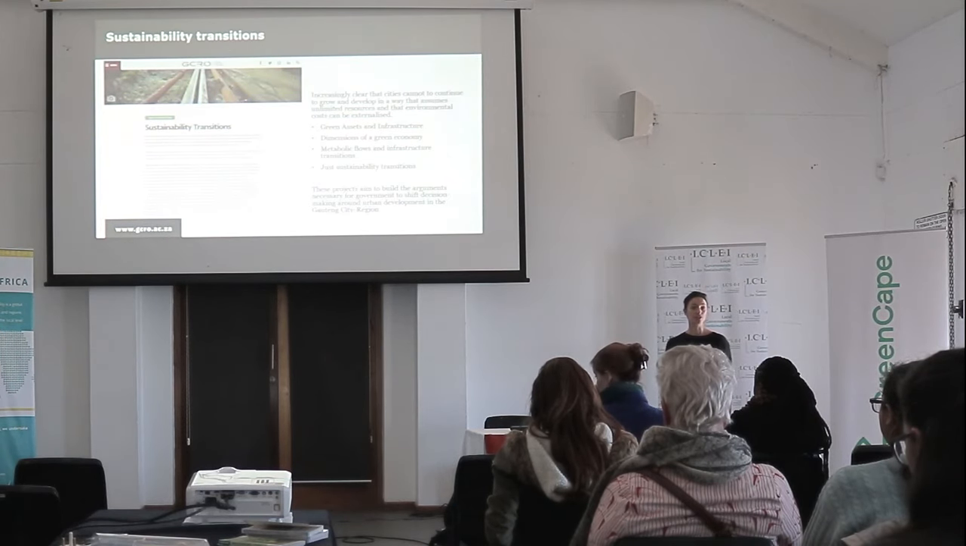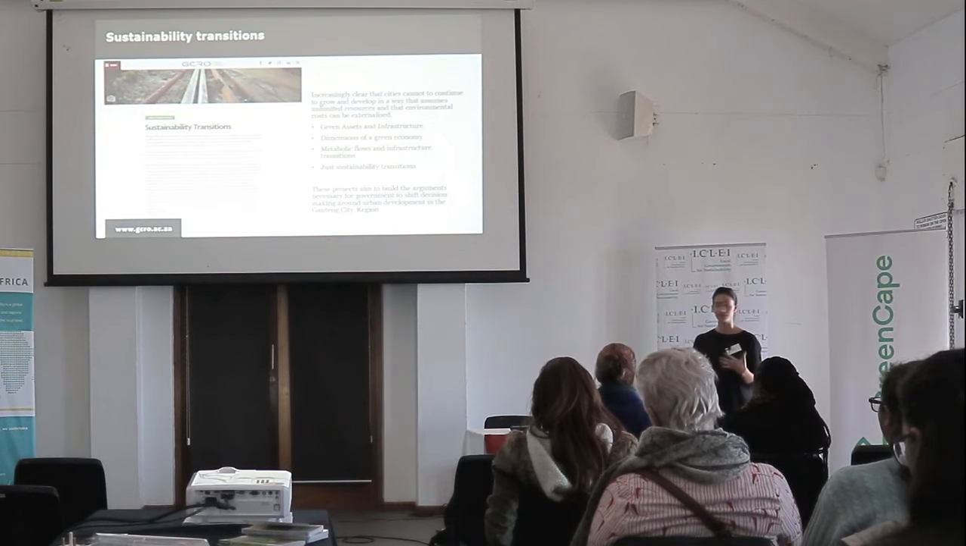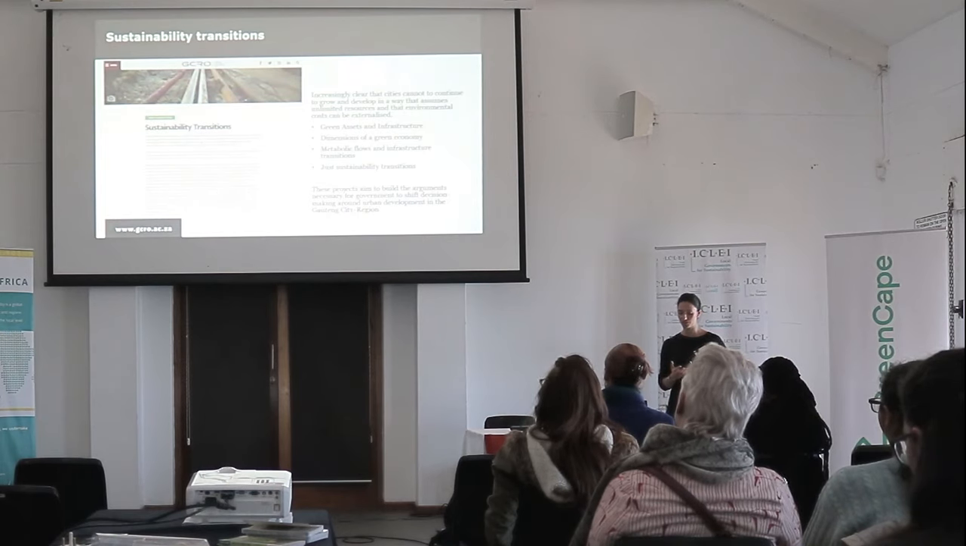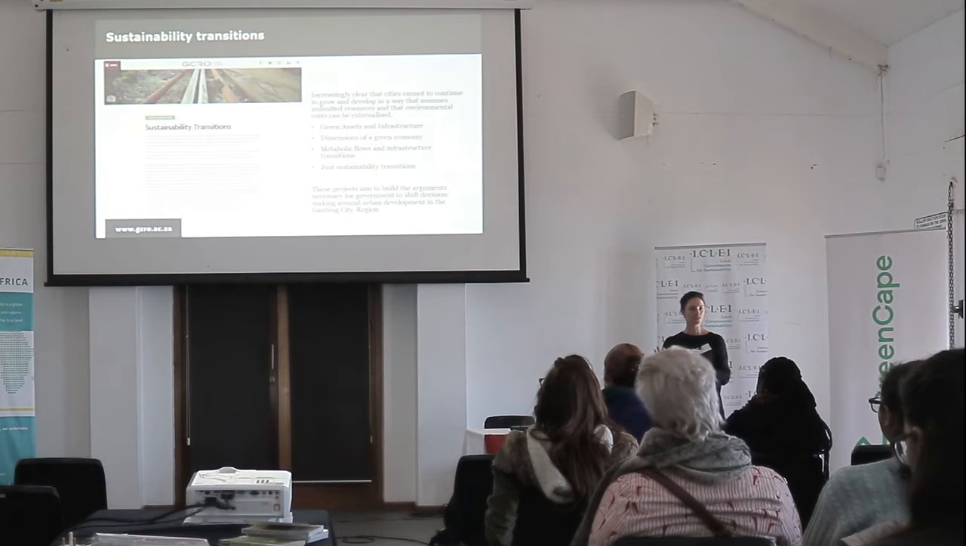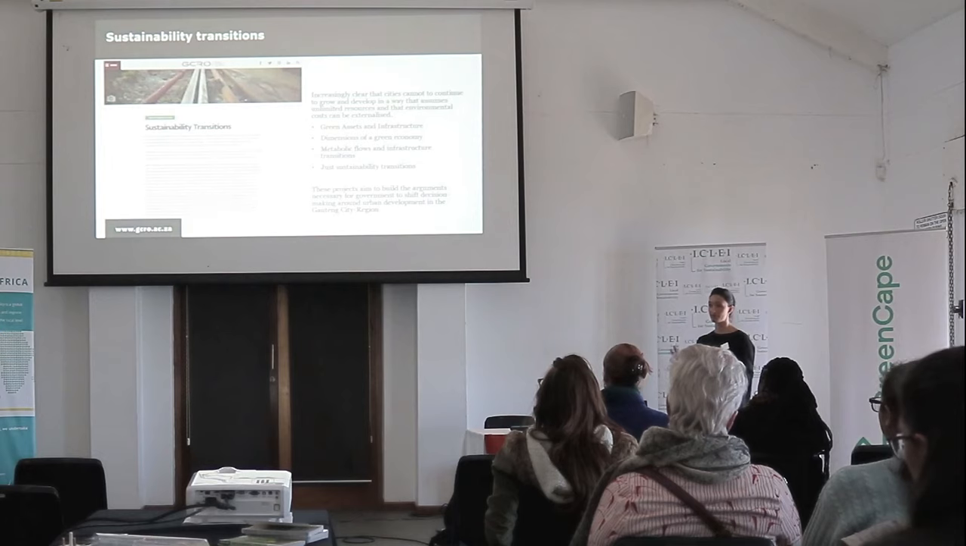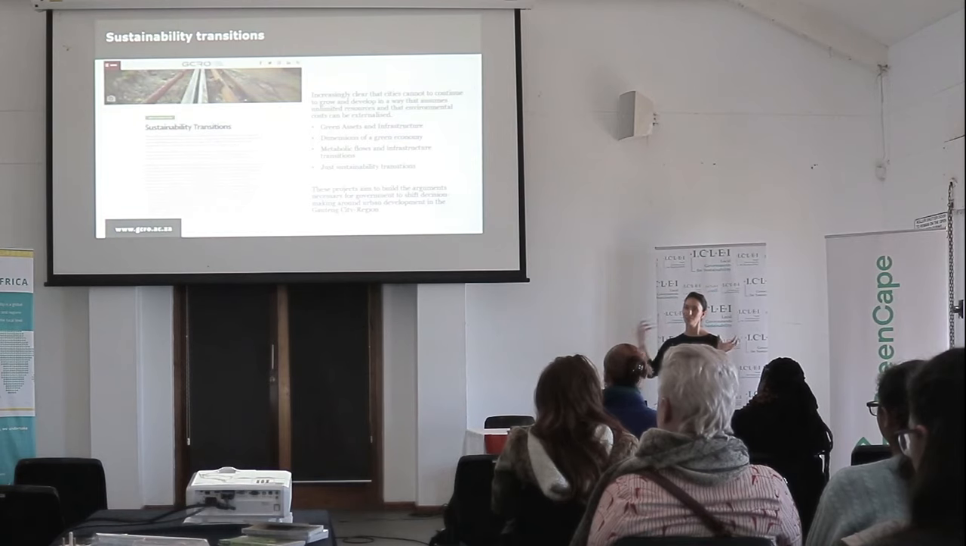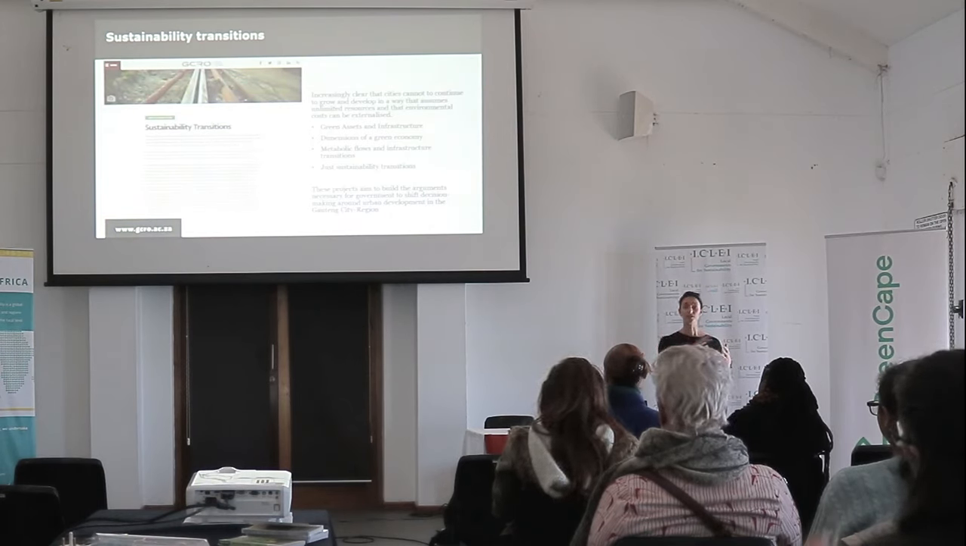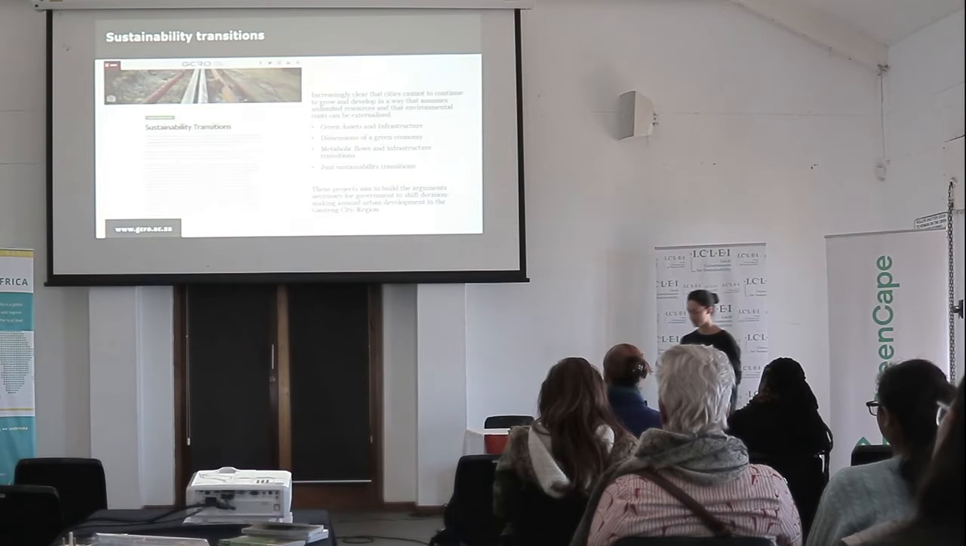So we've got a number of projects that look at different aspects of this: green assets and infrastructure, which is linked to the ecological infrastructure work, dimensions of the green economy, metabolic flows and infrastructure transitions, and sustainability transitions. Essentially, what each of these projects tries to do is build a logic and an argument for government and people within Gauteng to start shifting not just a particular understanding but a systemic understanding of how we shift into a more sustainable trajectory.